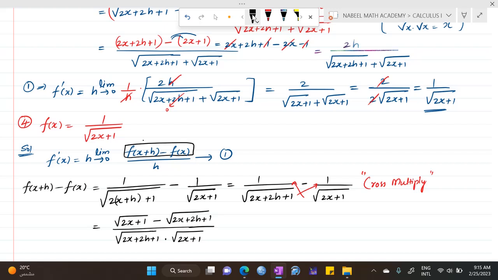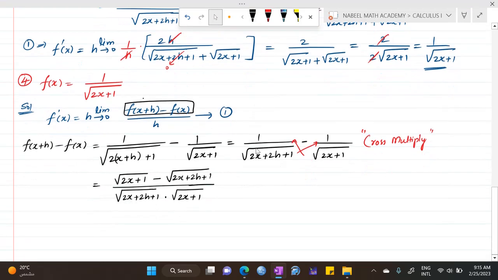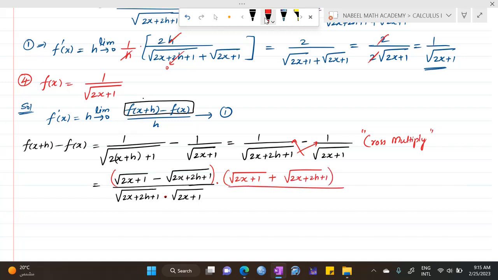Now I have to multiply the conjugate in the next step. What is the conjugate of this part? The conjugate of this part is the minus. So here we cannot multiply the conjugate because it's a product. So I have to multiply the sign change. So therefore the conjugate of this one is 2x plus 1 plus 2x plus 2h plus 1 over square root of 2x plus 1 plus square root of 2x plus 2h plus 1.